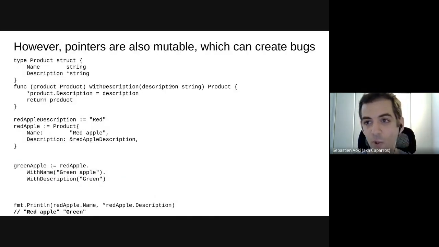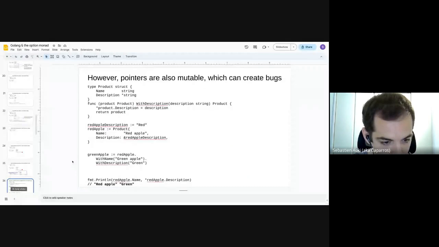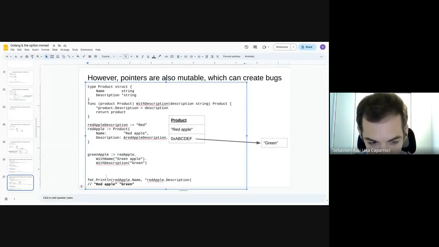But one drawback of this is that we also have the property of a pointer, which is, sorry, my slide is a bit weird. What happened?